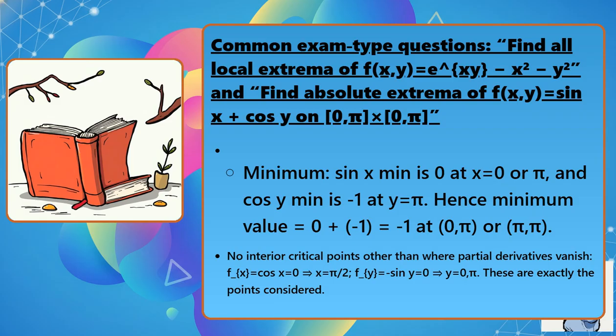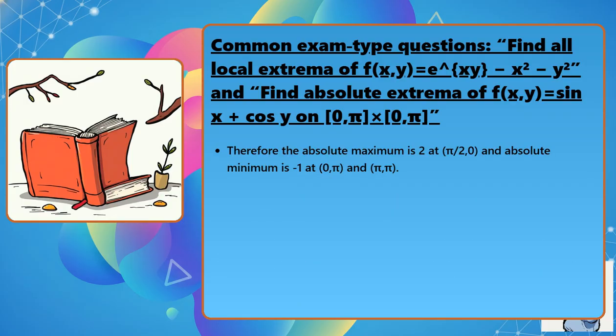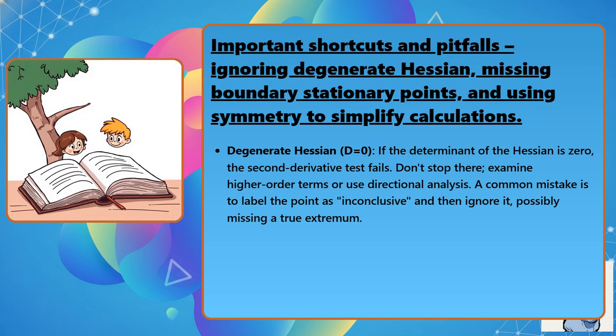f sub x equals cosine x equals 0 gives x equals pi over 2. f sub y equals negative sine y equals 0 gives y equals 0 or pi. These are exactly the points we have considered. Therefore, the absolute maximum is 2 at (pi over 2, 0), and the absolute minimum is negative 1 at (0, pi) and (pi, pi). Degenerate Hessian, D equals 0.